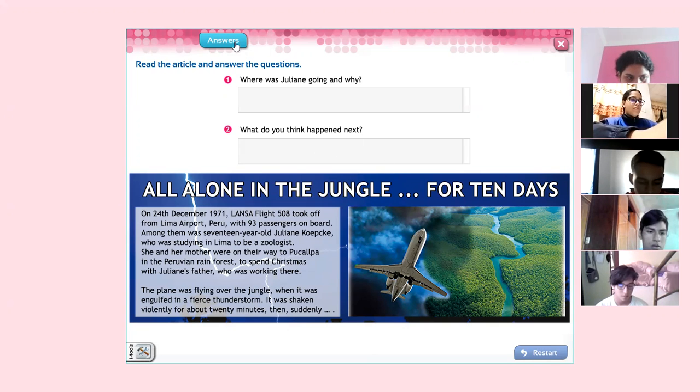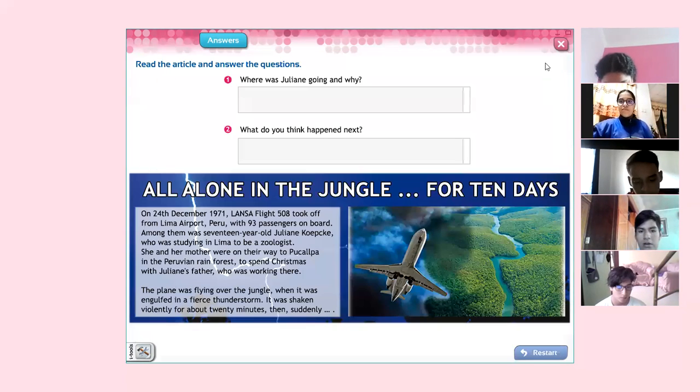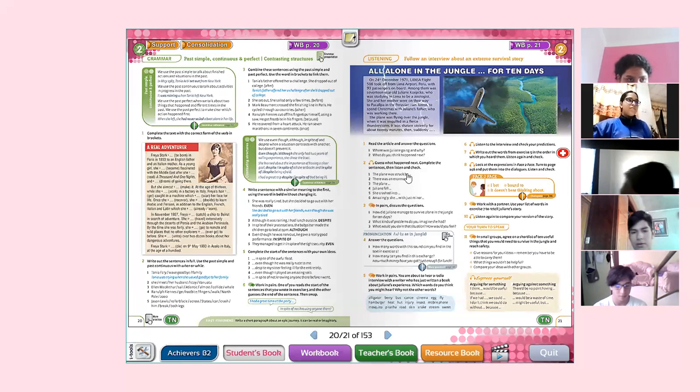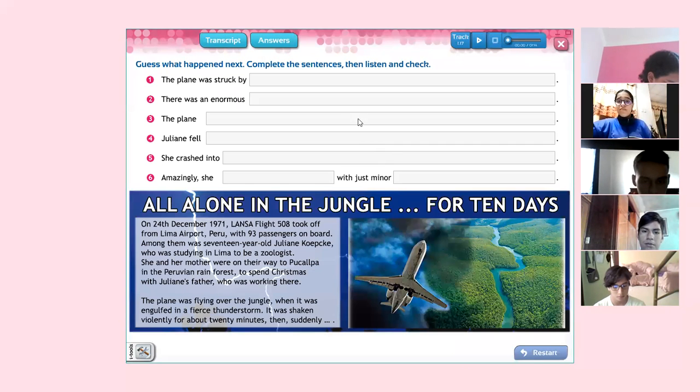Very good. Okay. So here we have the information according to this. And obviously, they had an accident in the Peruvian forest, or in the jungle. That's really good. We continue with the next part. Remember, page 21, and we continue with the next activity.